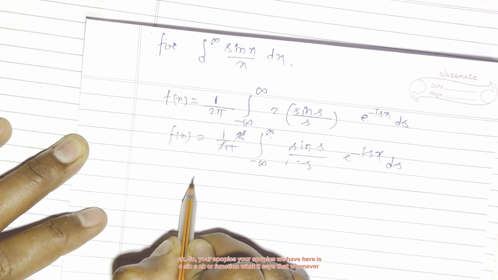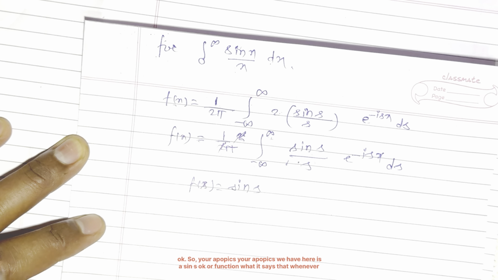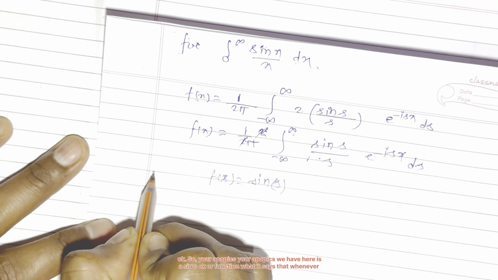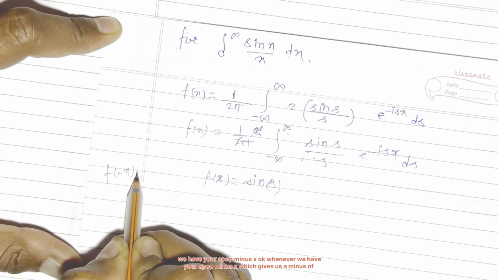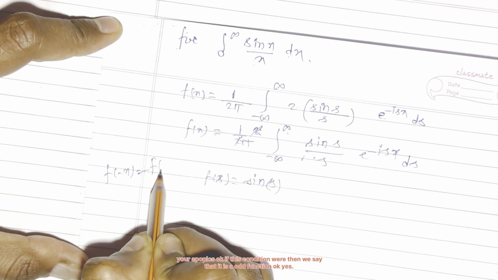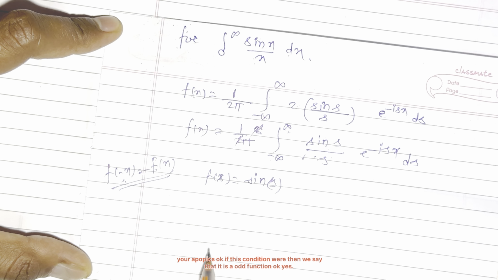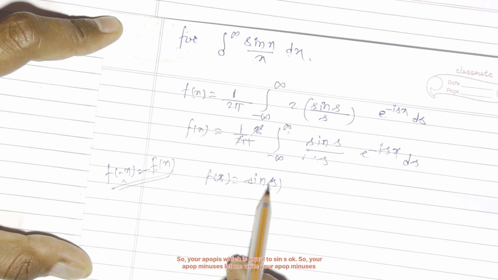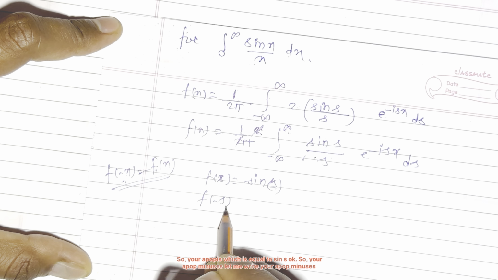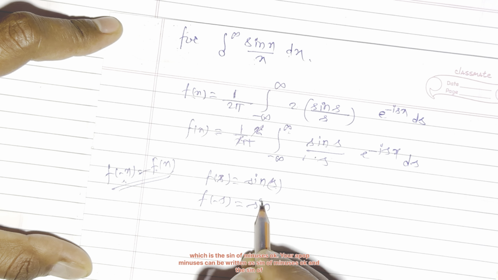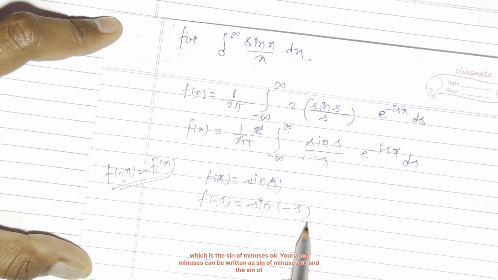So f of s we have here is sin s. An odd function says that whenever we have f of minus x, it gives us minus of f of x. If this condition holds, then we say that it is an odd function. So f of s is equal to sin s. Let me write f of minus s, which is the sine of minus s.